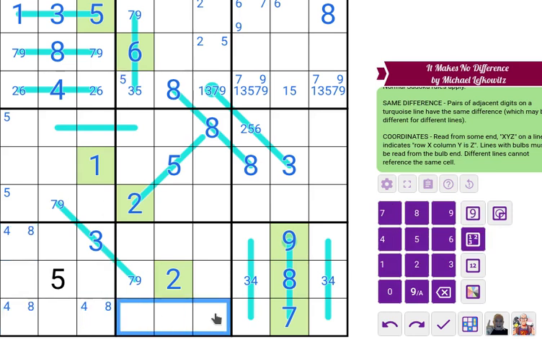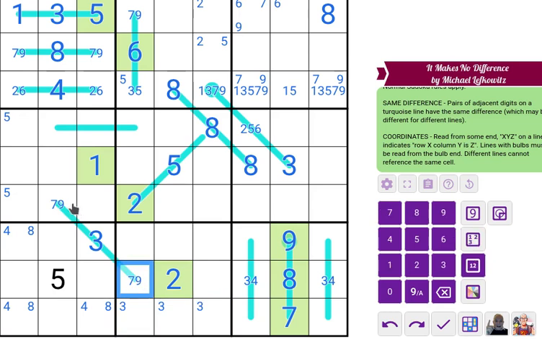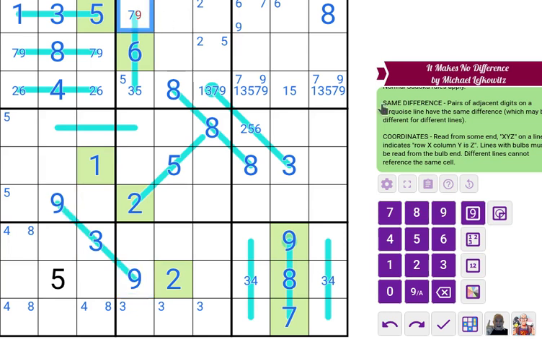Which means the 3 goes here for the row. Seven. Well, it goes to 7 in row 7. In column 3, this can't work, so this is 9, 9, 3.